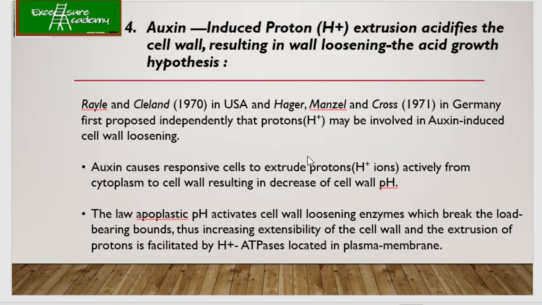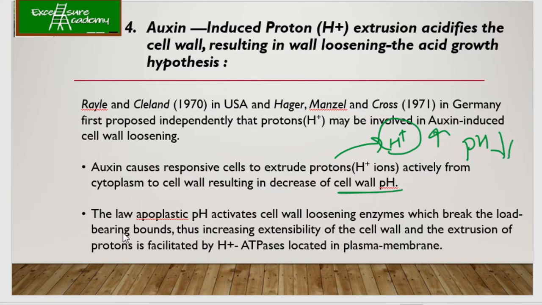Rayle and Cleland in the USA and Hager, Menzel and Krauss in Germany first proposed independently that protons may be involved in auxin-induced cell wall loosening. Auxin causes responsive cells to extrude protons actively from the cytoplasm to the cell wall, resulting in a decrease of the cell wall pH. So what is happening? You are actually pumping out the H+ from the cytoplasm to the cell wall. Now what will happen? Since in the cell wall there is an increase in the concentration of H+, it means the pH level is going down.